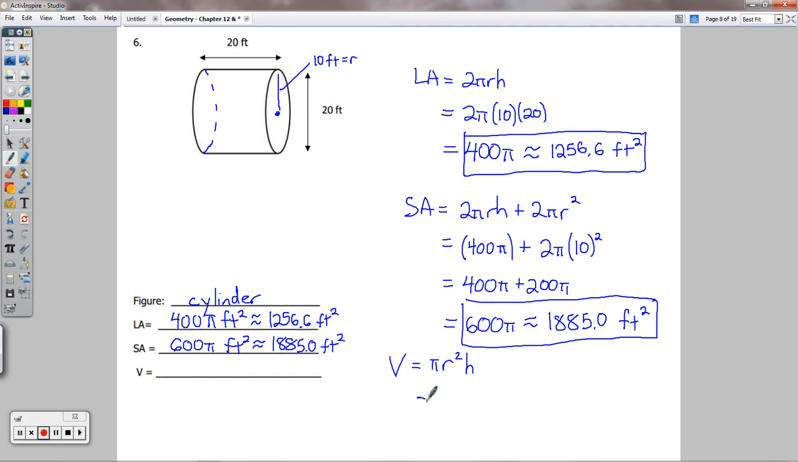the height. We got pi times 10 squared times the height is 20. 10 squared is 100. 100 times 20 would be 2,000. So this would be 2,000 pi in this case. We round that off and we approximate that. 2,000 times pi, about 6,283.2.